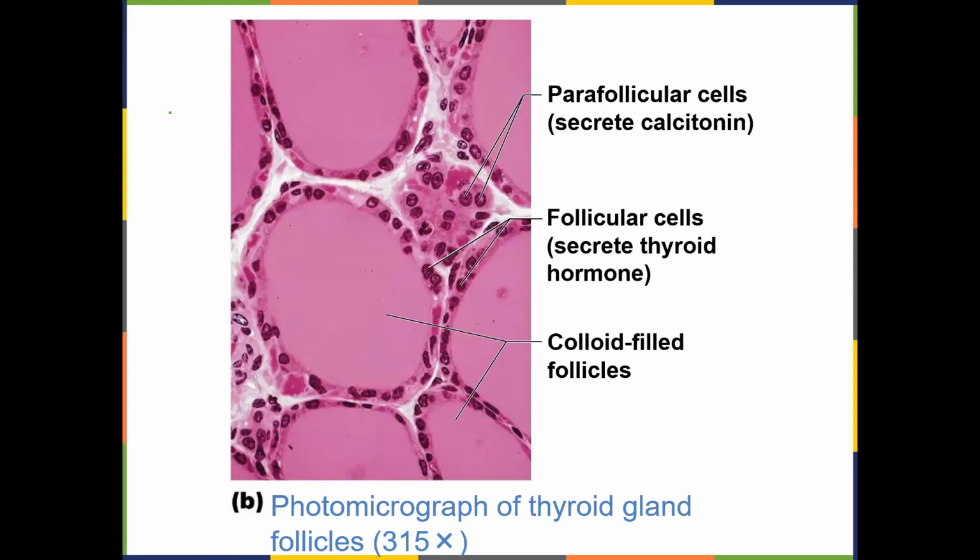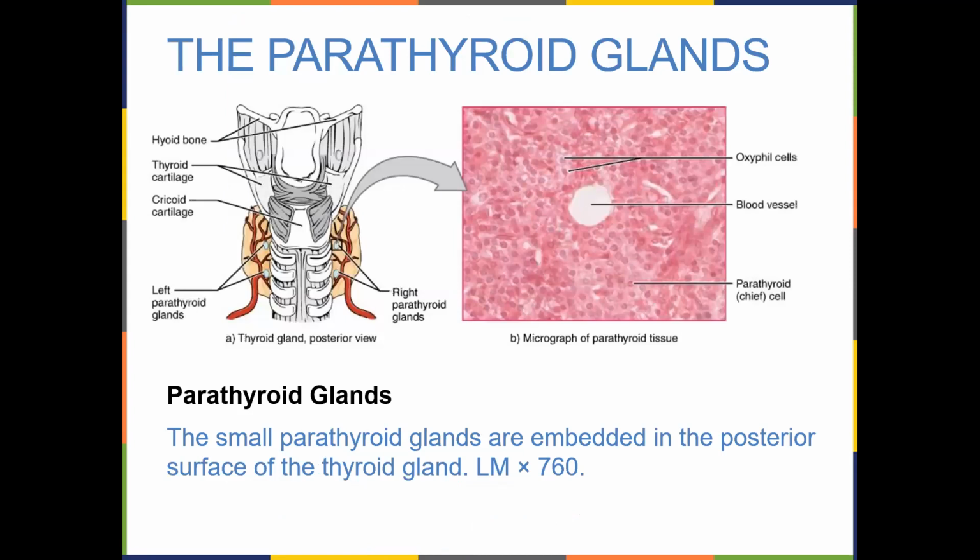Parathyroid hormone, from the parathyroid glands, is what keeps our blood calcium levels where they need to be. But calcitonin has its place. If our calcium levels ever go up, we've got calcitonin to bring it back down. Okay, and there's our parathyroid gland.